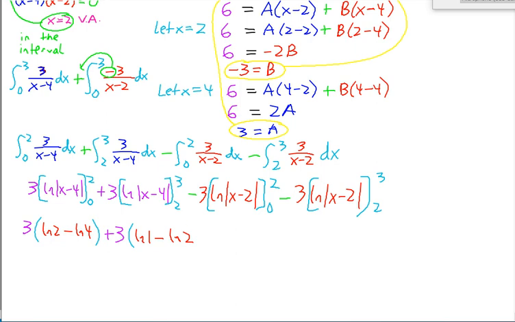Again, so far, pretty normal. Then minus 3, you substitute in 2, we get 0, natural log of 0. That's where it starts looking weird here. Minus, when you substitute in 0, it's a negative 2, the absolute value makes it positive 2. And then minus 3.